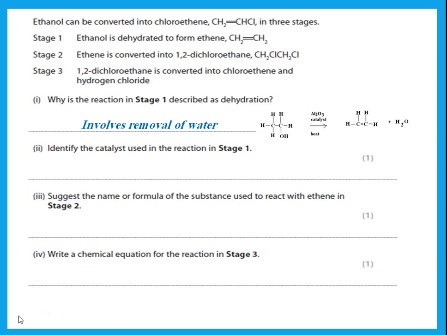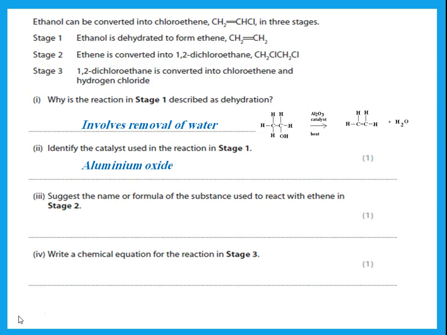Identify the catalyst used. The catalyst, when you remove water from ethanol, is aluminum oxide. So remember that we had aluminum oxide as a catalyst for 2 reactions. The first one was this one, removing water from ethanol in order to change it to ethene, and the other one was in cracking, where you have a big long chain and you're breaking it up into 2 or more. Also, your catalyst was aluminum oxide.